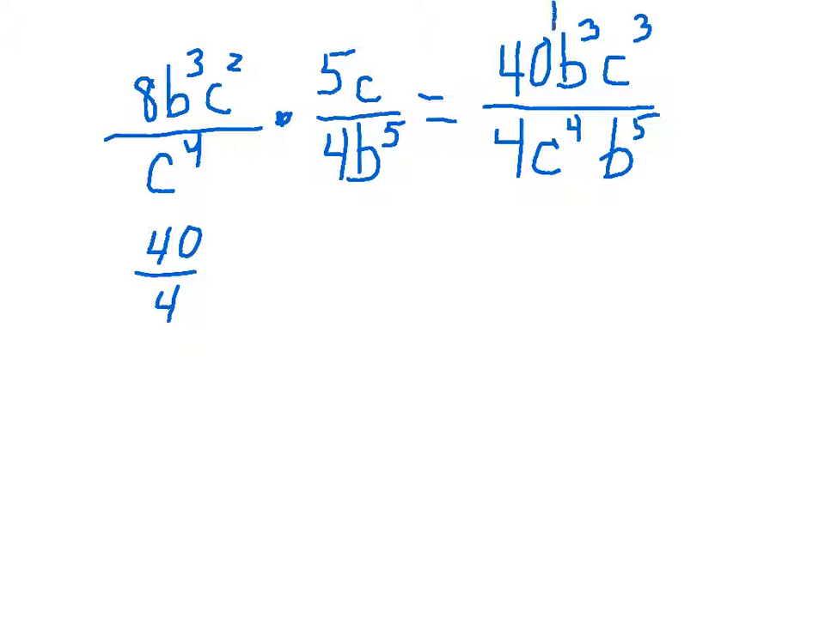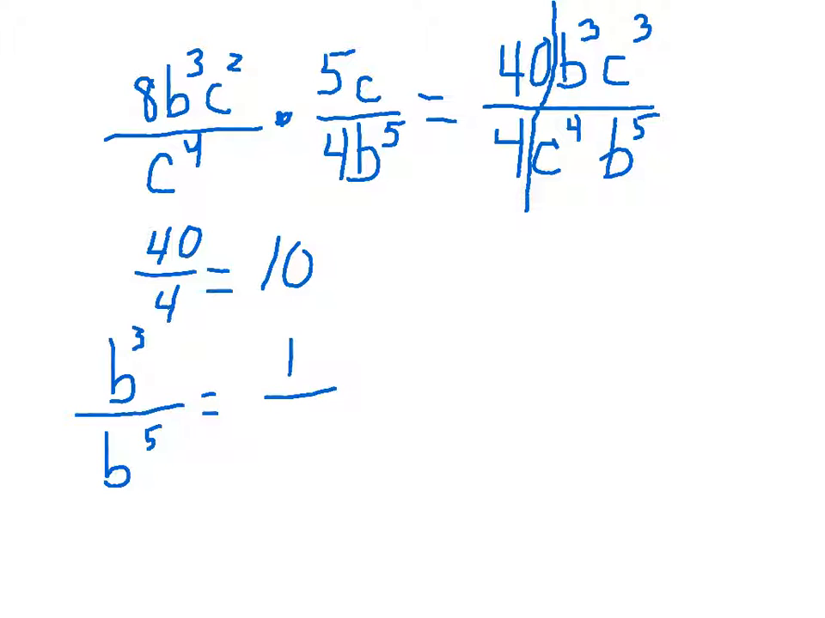We're isolating the numbers together. We have 40 over 4. Well, that reduces to 10. Now I'm going to look at my b's. I have b to the 3rd on the top and b to the 5th on the bottom. Again, if we have 3 b's on the top and 5 on the bottom, they're all going to cancel out except for 2 on the bottom.